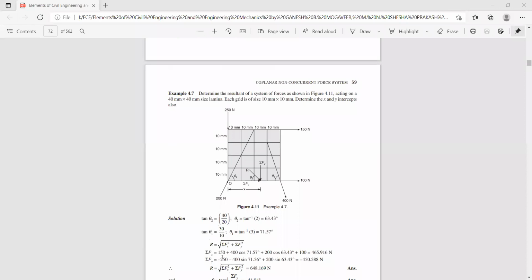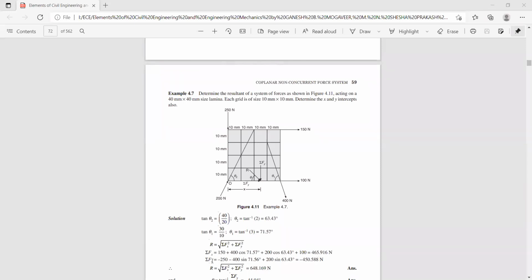So now you can see here, this is 150. He has taken this 150 plus 400 cos 71.57. So this force he has resolved, 400 cos 71.57, plus 200 cos 63.43, plus 100. It is always better to move from one direction, in the clockwise direction, so you will not get confused. So I cannot omit any other forces.